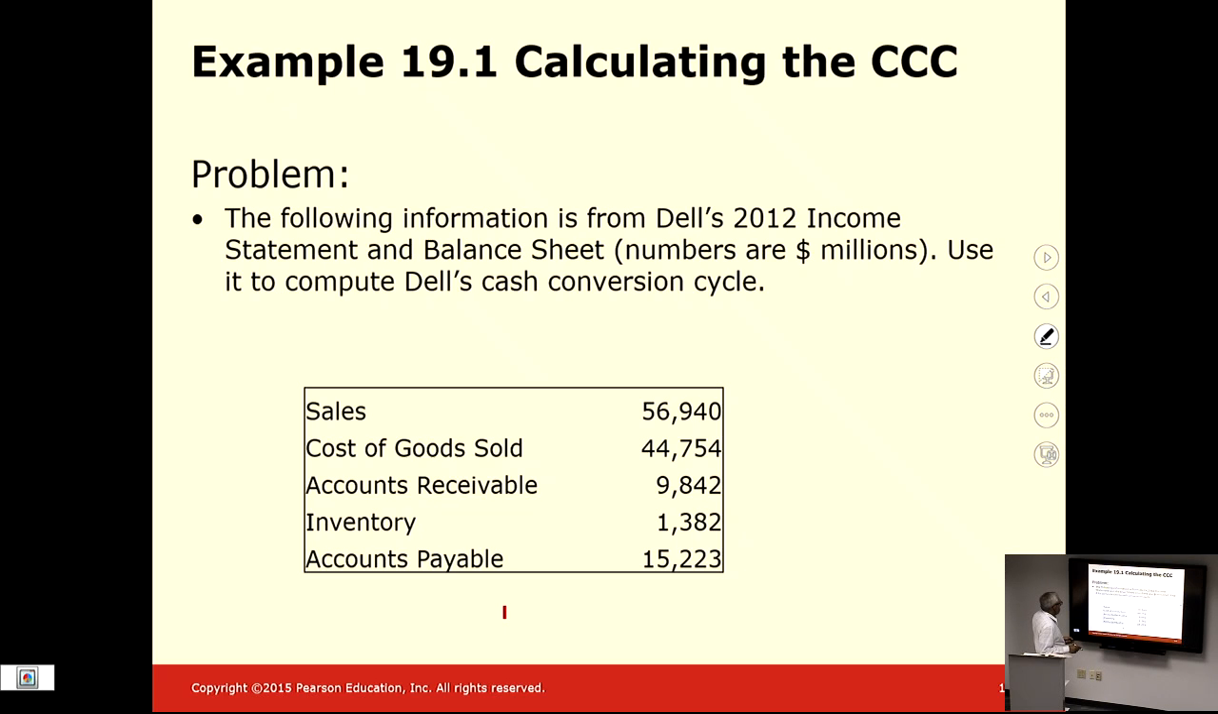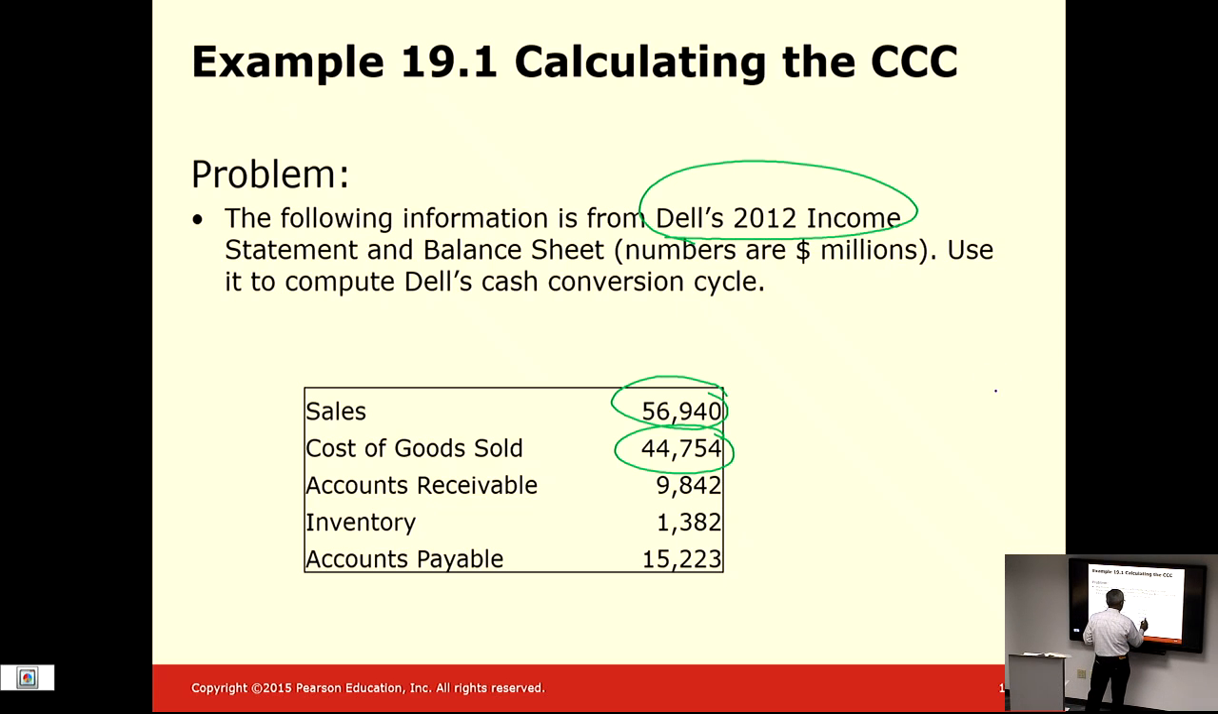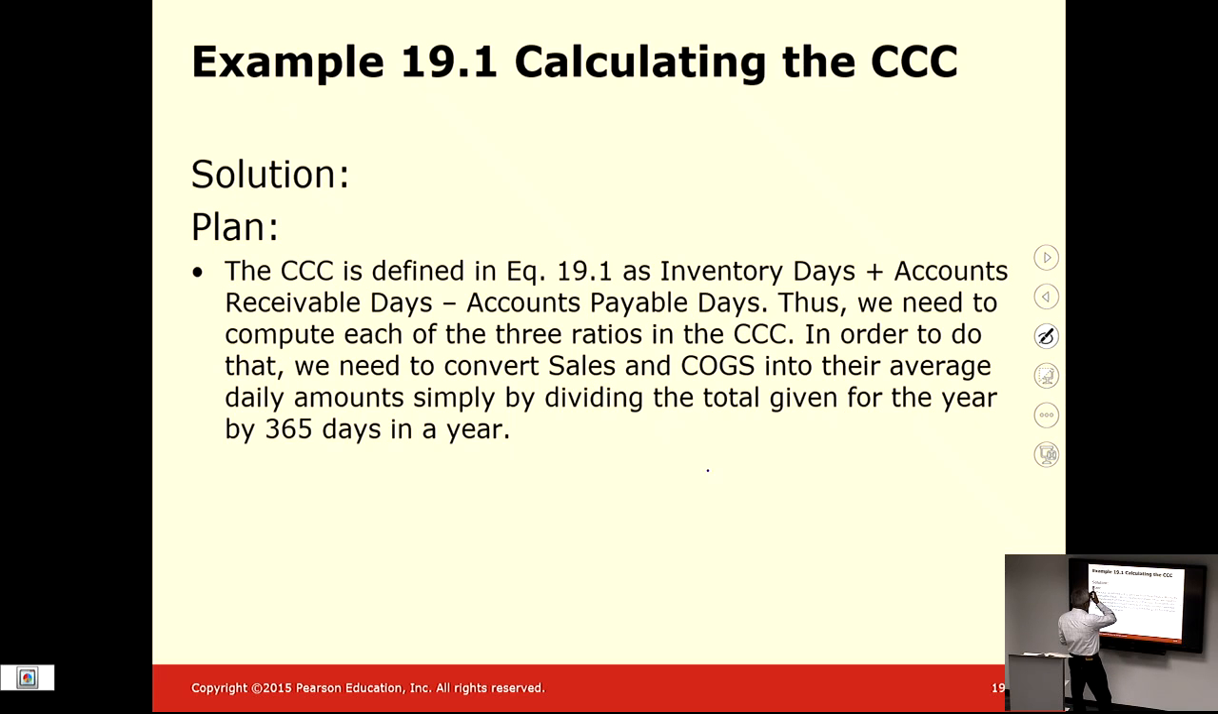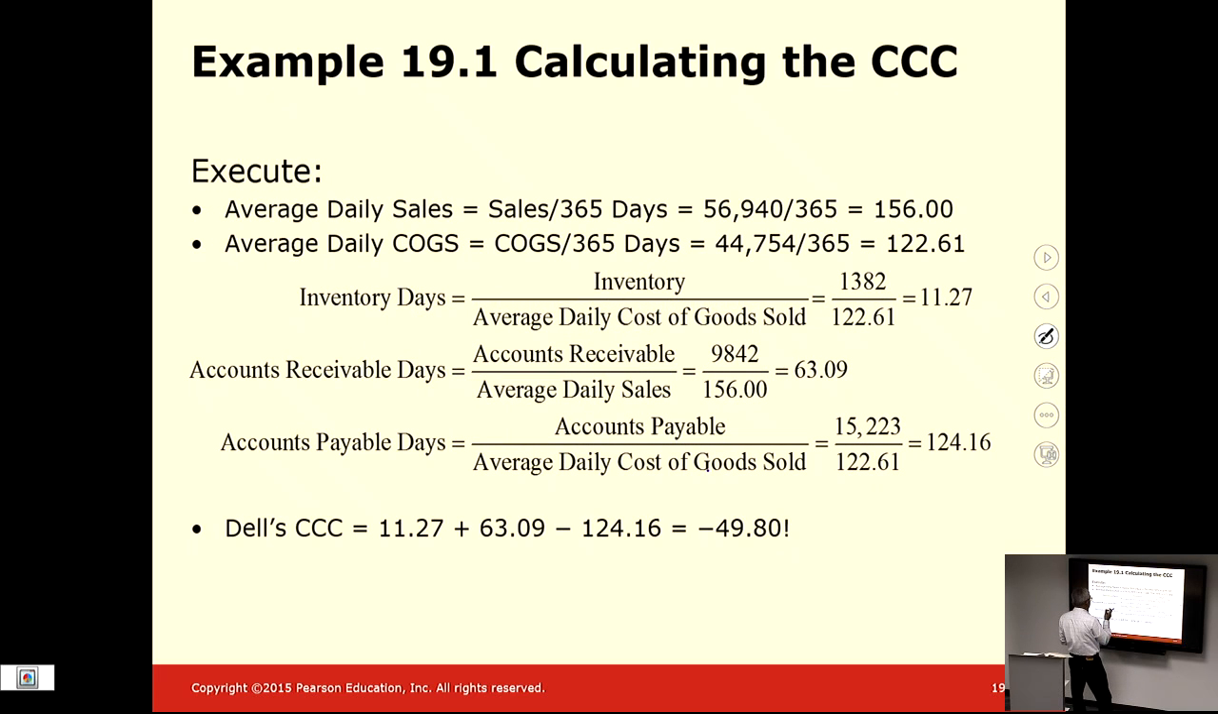So this is from Dell's 2012 income statement and balance sheet. What do we have? We have sales and cost of goods sold, which come from the income statement. And then we have these three items that come from the balance sheet: accounts receivable, inventory, and accounts payable. So how do we calculate Dell's cash conversion cycle? The first thing we do is calculate inventory days.